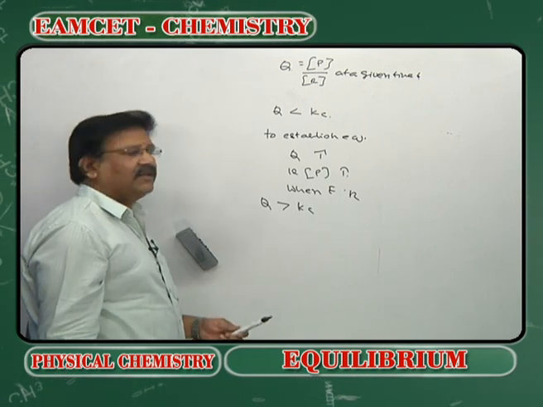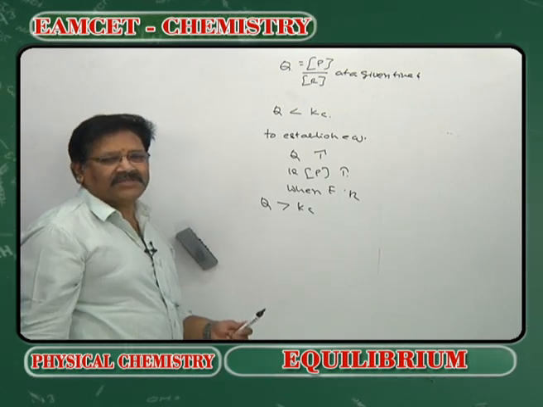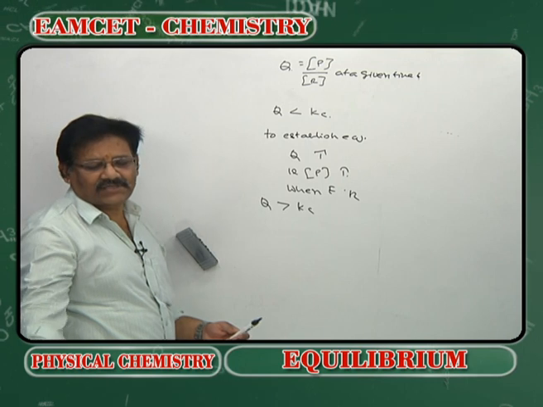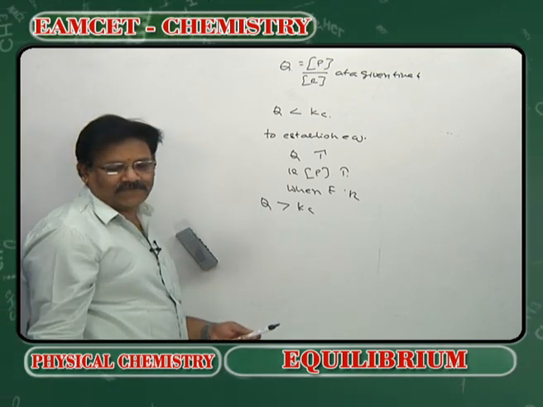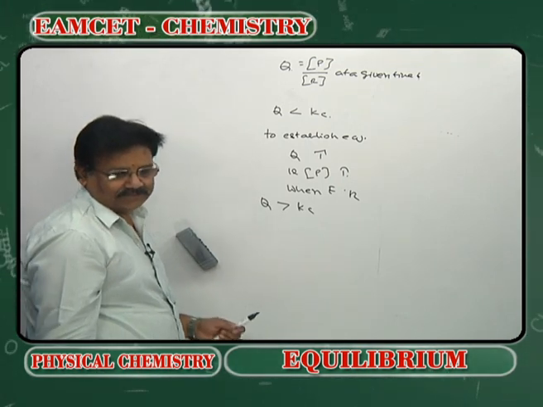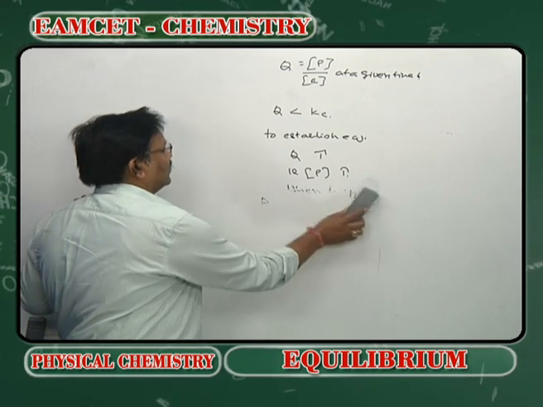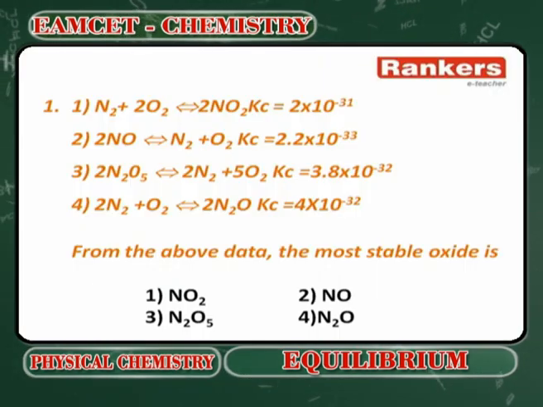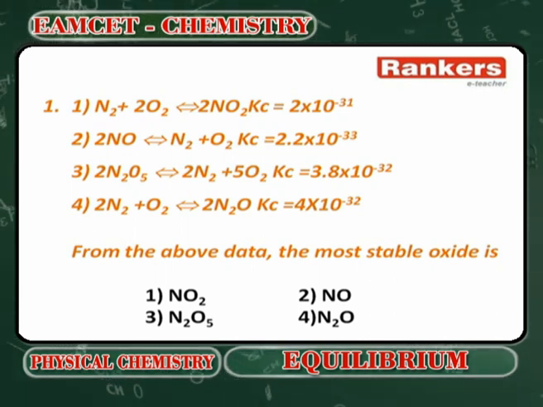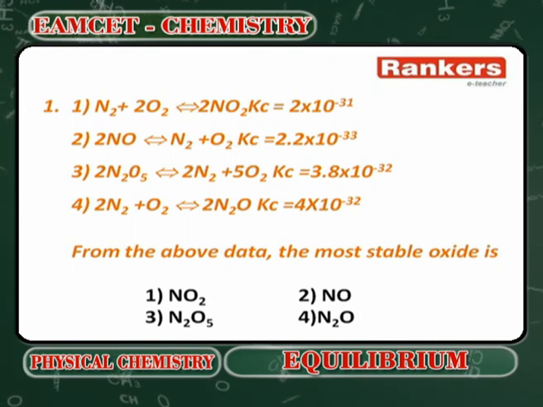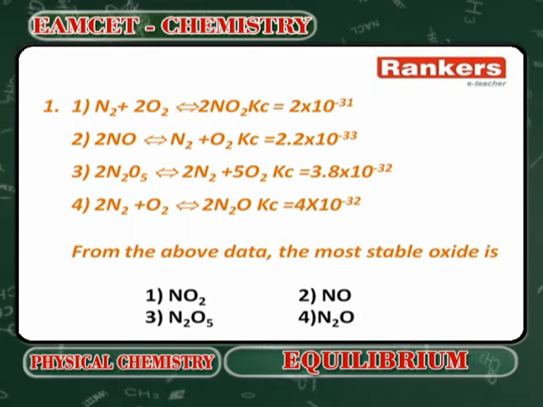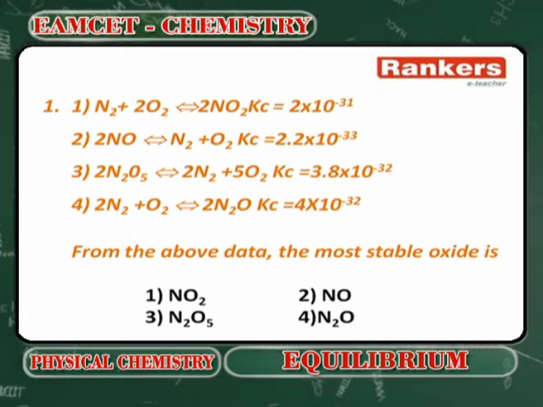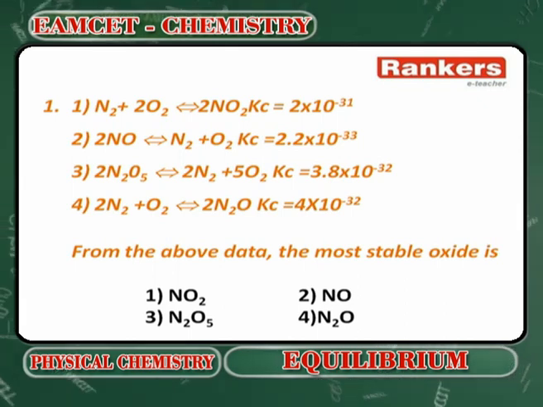So the remaining concept will be explained through the numericals. Come on, question number 1. See here in this case, what is the question? Which is considered the most stable oxide? They have given the dissociation constants.